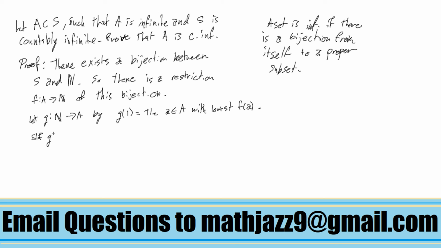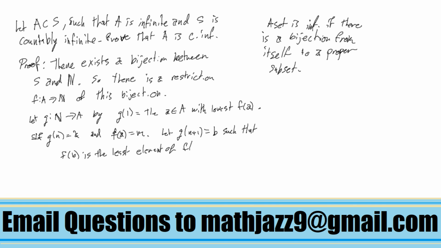If Gn equals A and f of A equals M, let G of n plus 1 equal B such that f of B is the least element of f of capital A with f of B greater than M.